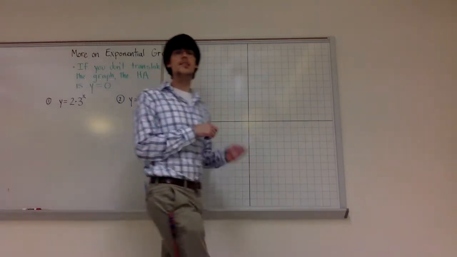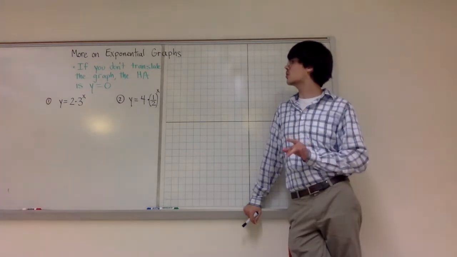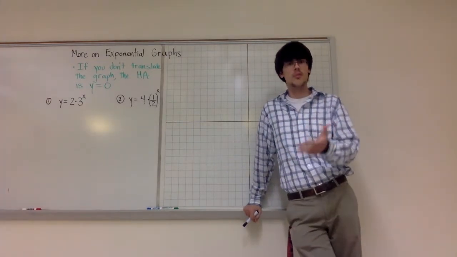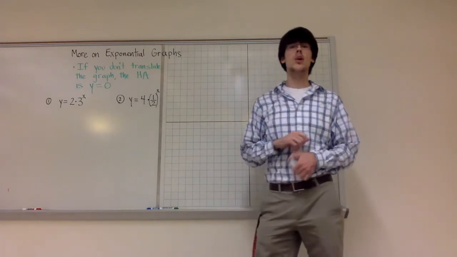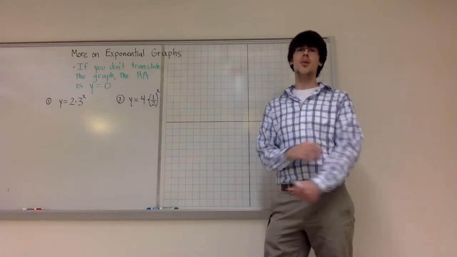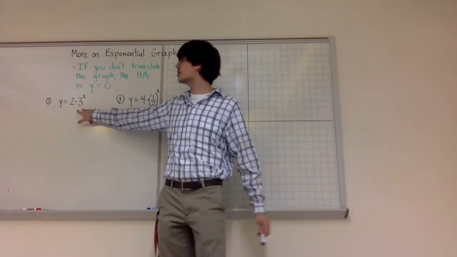So now that I've shown you the basics of what an exponential graph looks like, I want to show you two examples where we just quickly graph them, faster than I was in the last video. With exponential graphs, we're pretty much always going to graph them using a table. It's really probably the easiest way to do it.